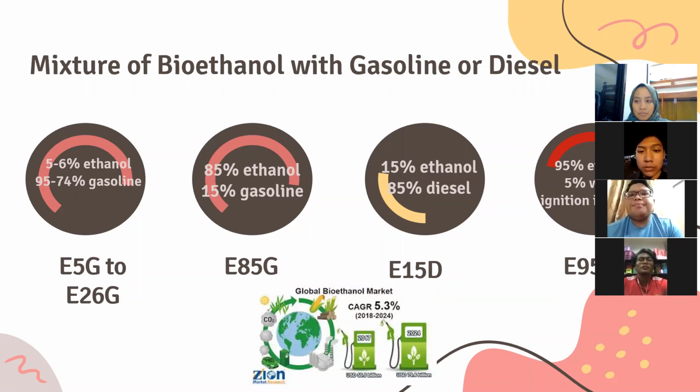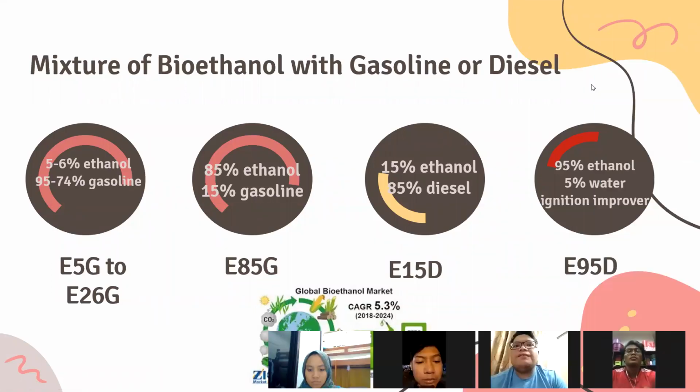Okay, this is the example of mixtures of bioethanol with gasoline or diesel: E5G to E26G, which is 5 to 26% ethanol and 95 to 74% gasoline. For E85G, 85% ethanol and 15% gasoline. E15D, 15% ethanol and 85% diesel. And E95D, 95% ethanol and 5% water ignition improver. Basically, the number written in the short form of the bioethanol represents the percentage of ethanol combined with gasoline and diesel.